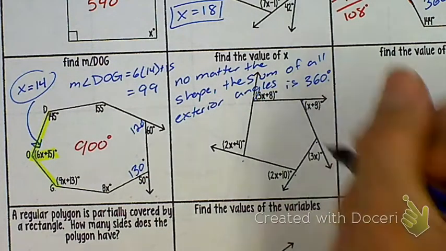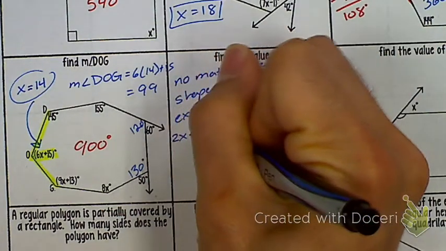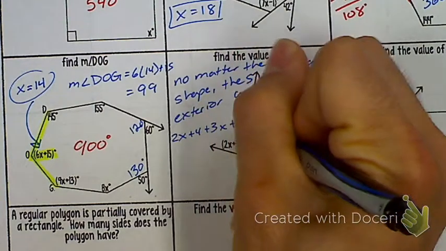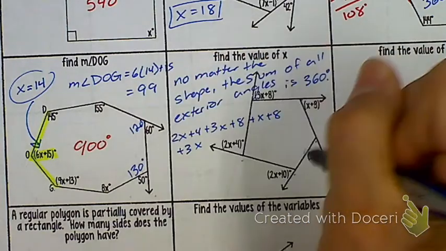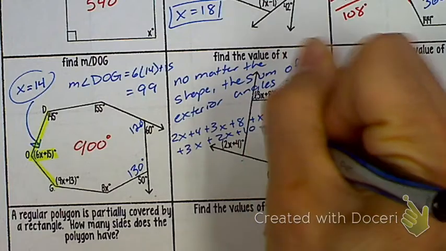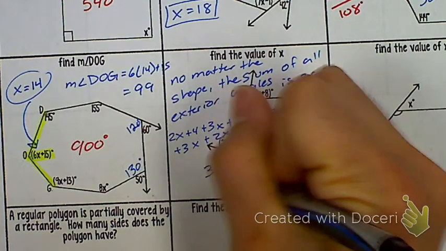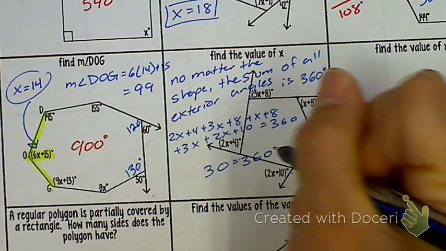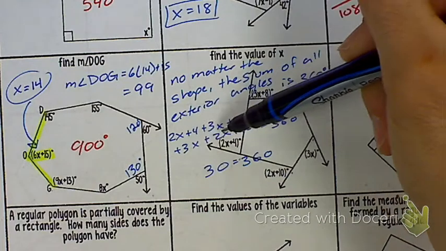So you're going to go with, let's start with 2x plus 4 plus 3x plus 8 plus x plus 8 plus 3x plus 2x plus 10 equals 360. Someone count the x's for me. See how many x's we have. There's 11 x's. 2, 5, 6, 9, 10, 11. Yep.